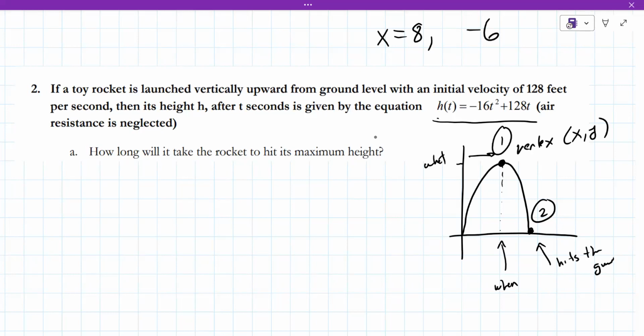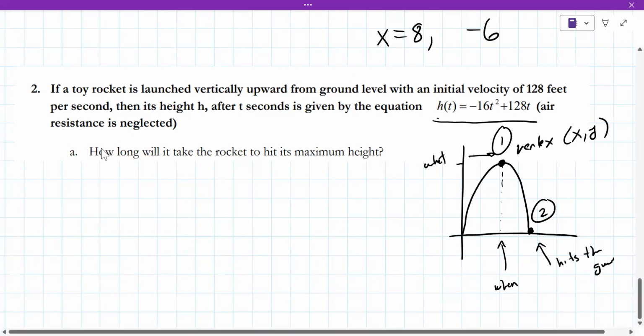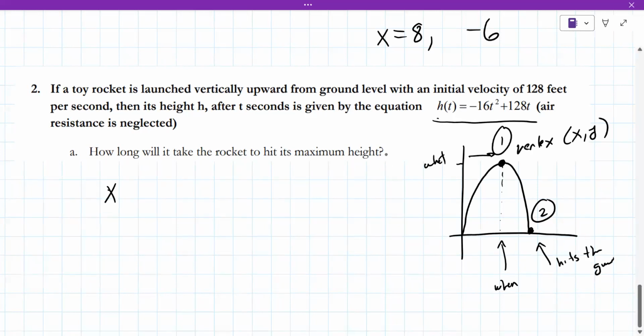Got it. This one is asking, how long will it take for the rocket to hit its maximum height? What it is asking for is the X value of the vertex. It's asking you when this vertex occurs. Okay. And there's some formulas to do this. The formula is minus B over 2A. Does that at all look familiar to you?